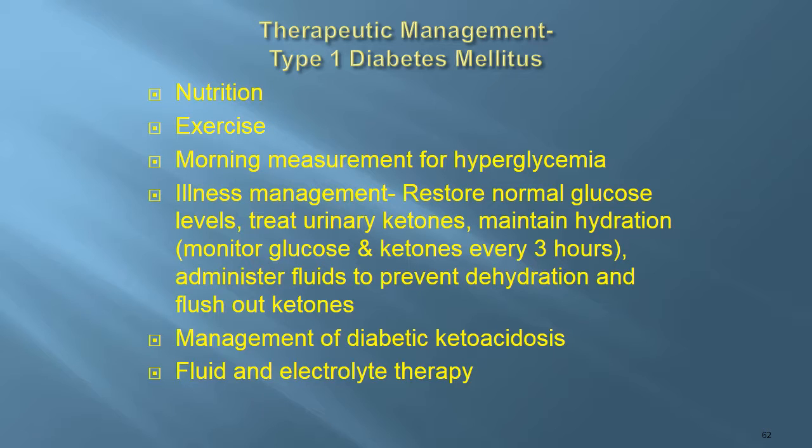Therapeutic management of type 1 diabetes mellitus includes proper nutrition and exercise, the morning measurement for hyperglycemia, illness management to restore normal glucose levels, treat urinary ketones, and maintain hydration. So with illness, you would monitor glucose and ketones every 3 hours. You would also administer fluids to prevent dehydration and flush out ketones. Other management would include managing the diabetic ketoacidosis and fluid and electrolyte therapy.